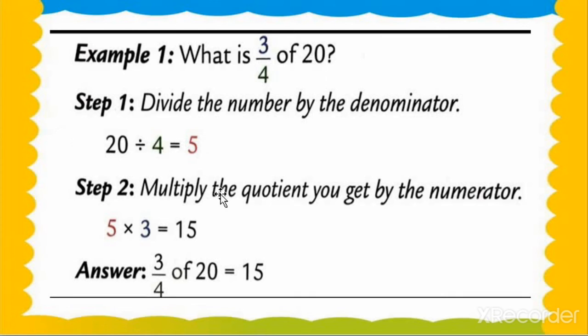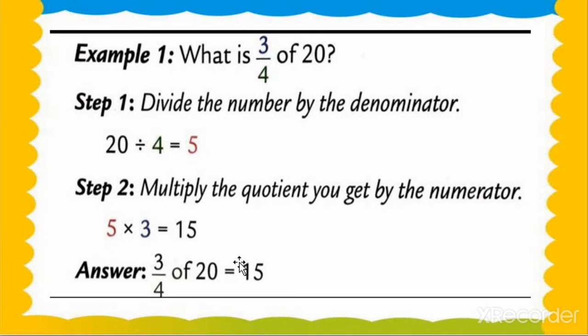Understood? Now second step, multiply the quotient you get by the numerator. Now 5 is our quotient. Multiply the quotient with which digit? With the numerator. See, here is our numerator. So 5 3s are how many, my dear students? 15. 5 1s are 5, 5 2s are 10, and 5 3s are 15. So now the answer is what, my dear students? 3 upon 4 of 20 is equal to 15. Understood, my dear students? This is your example number 1. Here it is done.